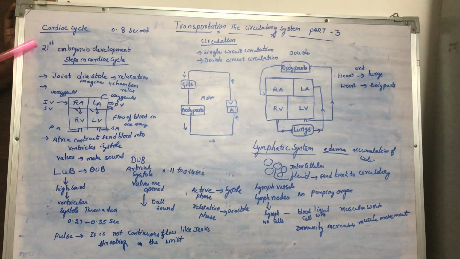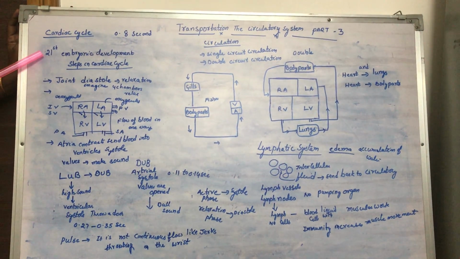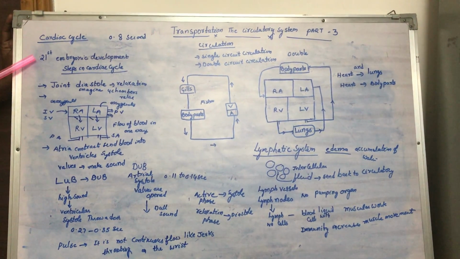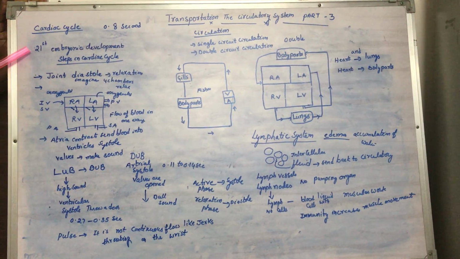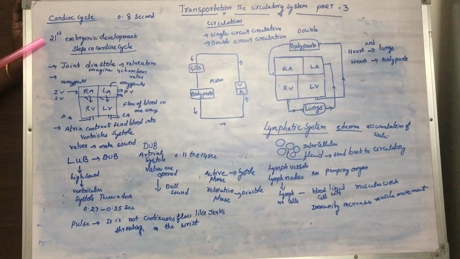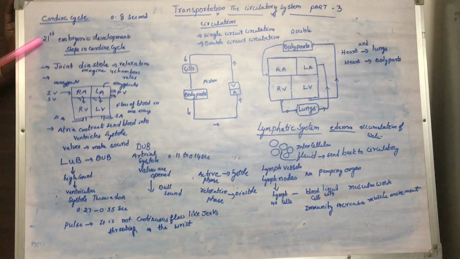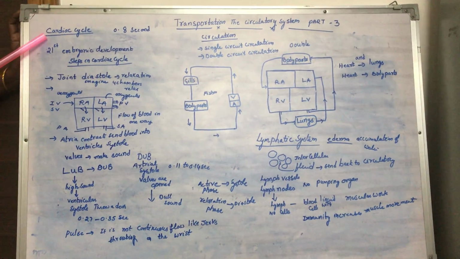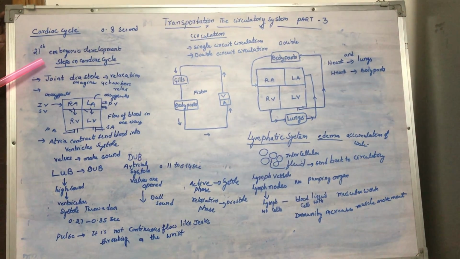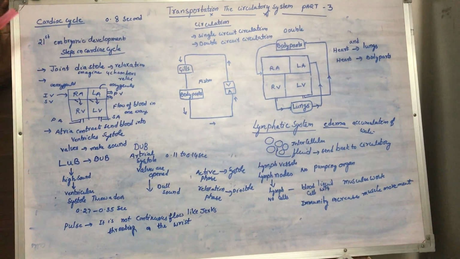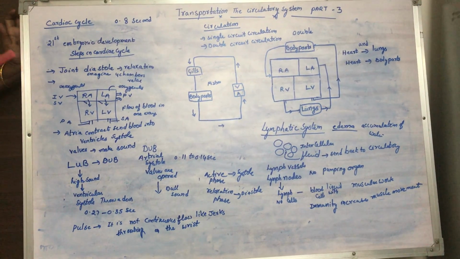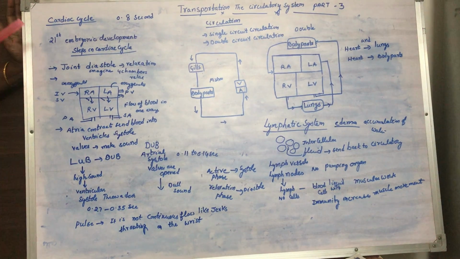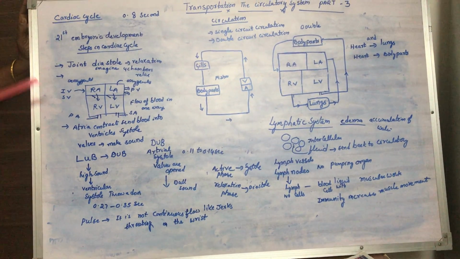The heartbeat starts from the 21st day of embryonic development. When the embryo started developing, on the 21st day, the heart started beating. And let us discuss the different steps in the cardiac cycle. How does the heart pump the blood? What are the steps involved in the cardiac cycle?